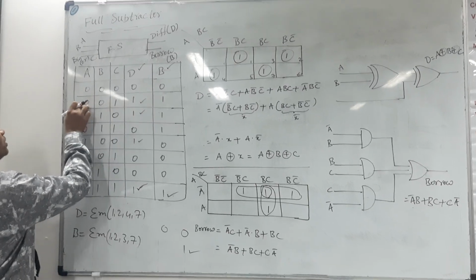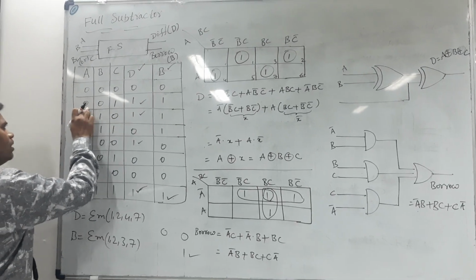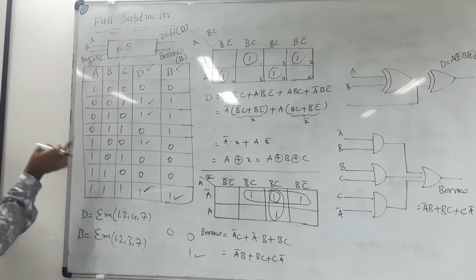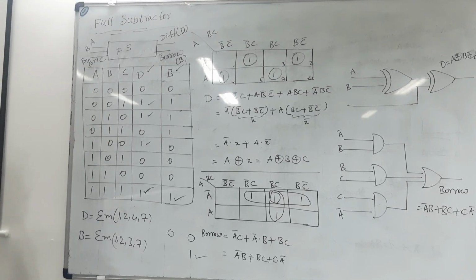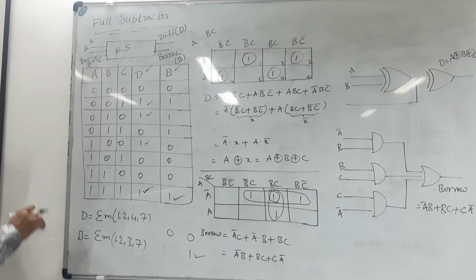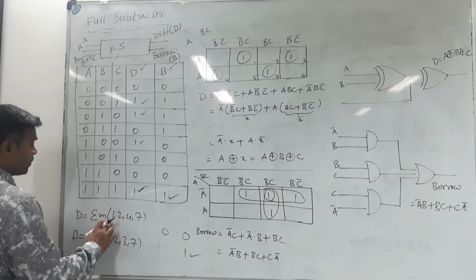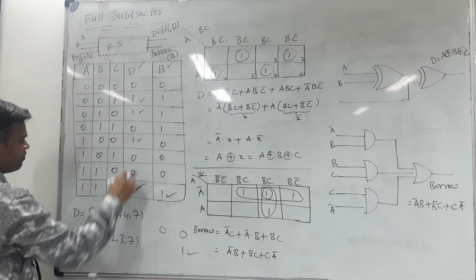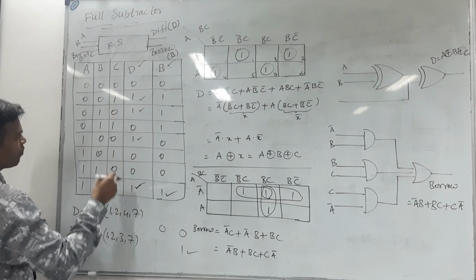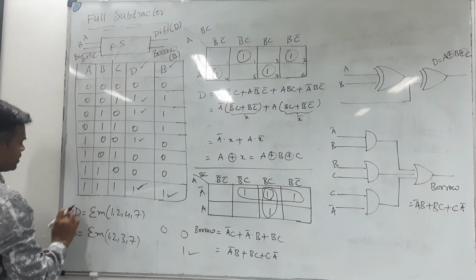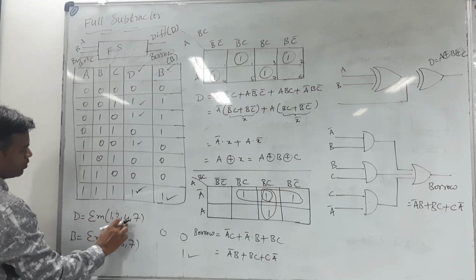Go to the corresponding input combination. This is A bar, B bar, C. Its equivalent decimal value is 1. In minterm short form, we write it as M1. In the same way, write the rest in minterm form. Okay, the difference equation is D is equal to sigma m of 1, 2, 4, 7.